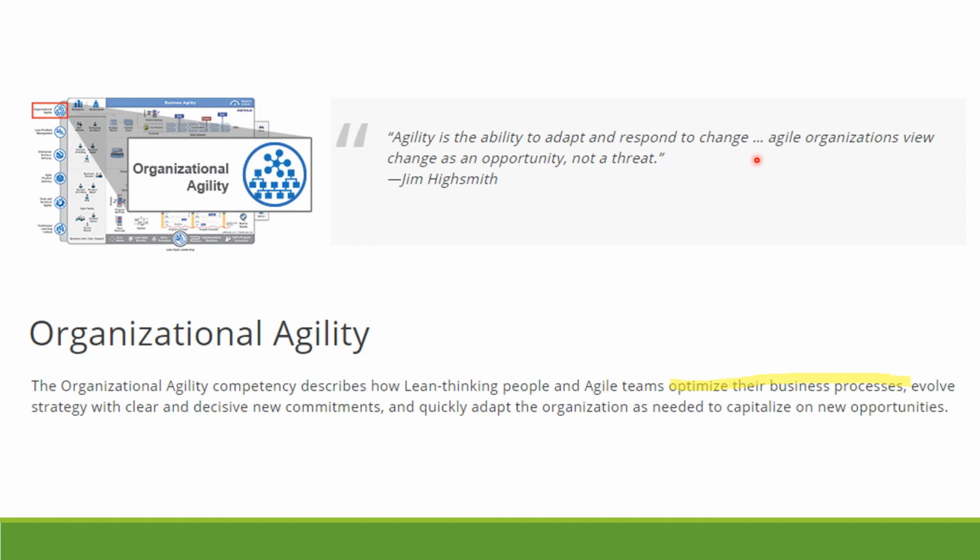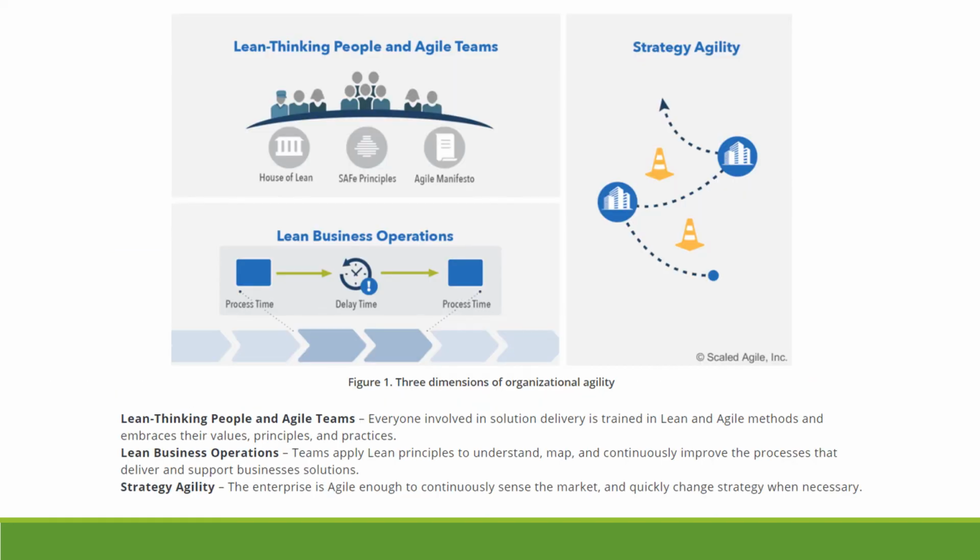So how do you optimize your business processes, evolve strategy with clear, decisive new commitments, and quickly adapt to changes and new opportunities, right? So what are the subcomponents of organizational agility? Lean thinking people and agile teams, right? Everybody should be trained in lean agile methods and embrace their agile values, right? SAFe has its own values, Scrum has its own values, the Agile Manifesto has its own values. So how do you adopt that?